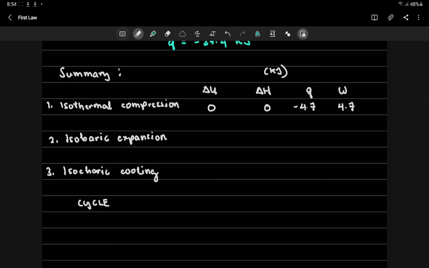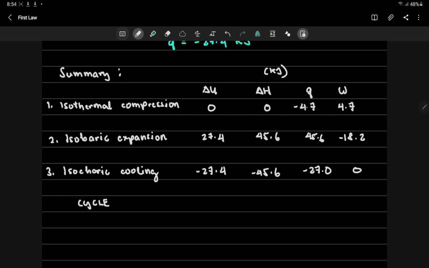Okay, so kung babalikan nyo lang, for step 2 isobaric expansion, 27.4 yung nakuha nating delta U, 45.6 for delta H, 45.6 for heat, and minus 18.2 for work. And for the last step, we were able to obtain negative 27.4 for delta U, minus 45.6 for delta H. We have minus 27.4 for Q, and 0 for work.